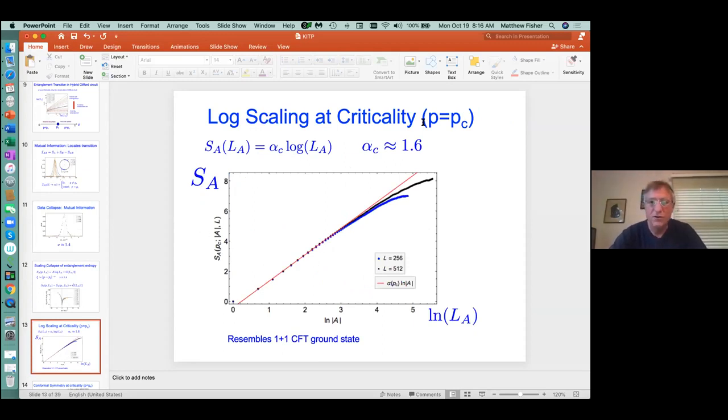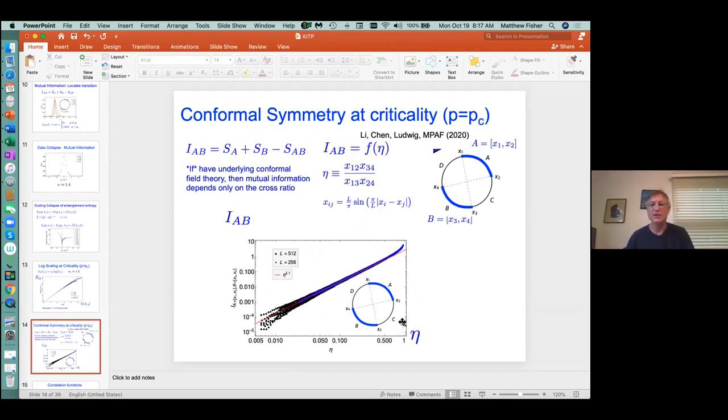One could do better. One can focus in on the critical point, on the entanglement phase transition right between the area law and the volume law phases, that is at P equals P_C. And what one finds is that the entanglement entropy varies logarithmically with the subsystem size. And that's shown here on a semi-log plot. This logarithmic dependence of the entanglement on system size resembles the ground state of a 1+1 dimensional conformal field theory. And so one can ask, is there conformal symmetry at this critical point?